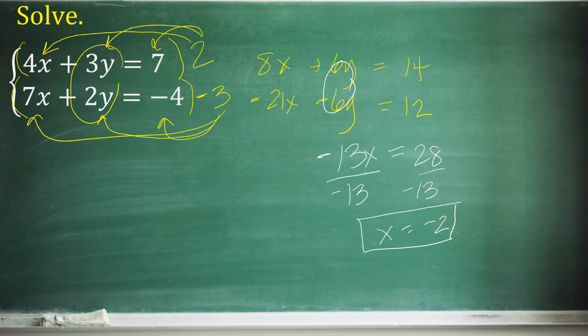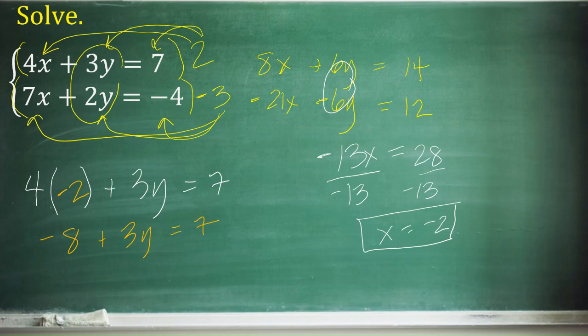Now, all I need to do is plug that negative 2 value in for x in one of my equations. You can choose the equation you like best. I'm just going to pick the top one. So everywhere I see x, I'm going to substitute negative 2. So my equation is 4 times negative 2 plus 3y equals 7. I'm going to change the color so you can clearly see where I am substituting that negative 2. There we go. That's where it went. And now I just simplify. 4 times negative 2 is negative 8, plus 3y equals 7.